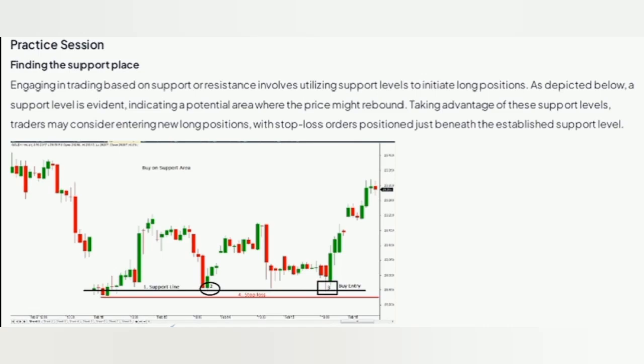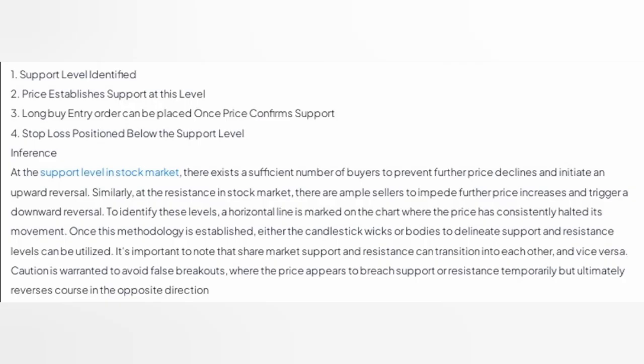Buy on support area. 1. Support level identified. 2. Price establishes support at this level. 3. Long buy entry order can be placed once price confirms support. 4. Stop-loss positioned below the support level. Inference. At the support level in stock market, there exists a sufficient number of buyers to prevent further price declines and initiate an upward reversal.